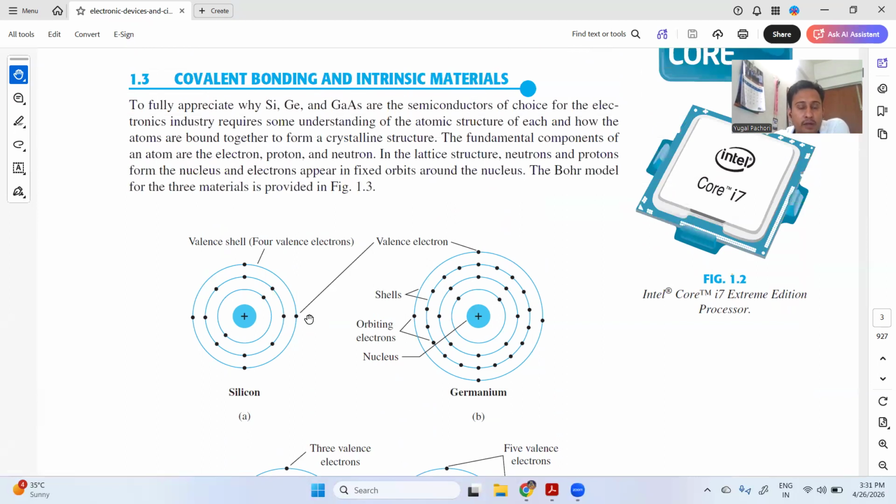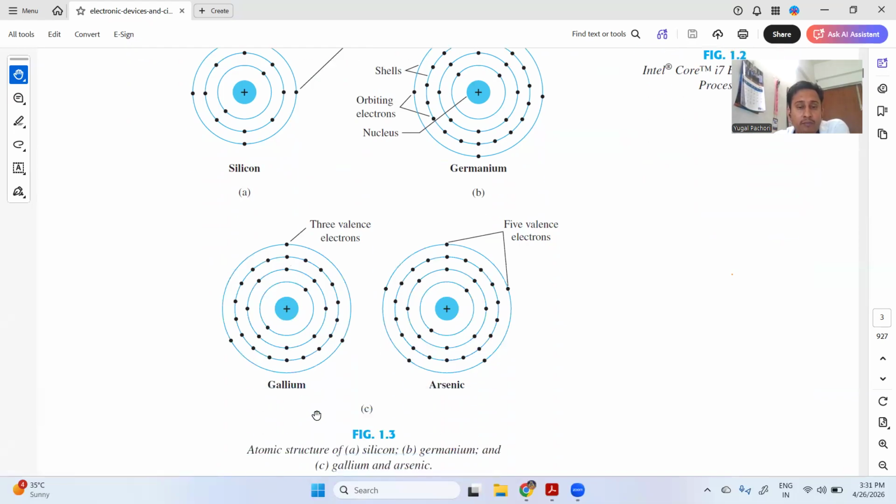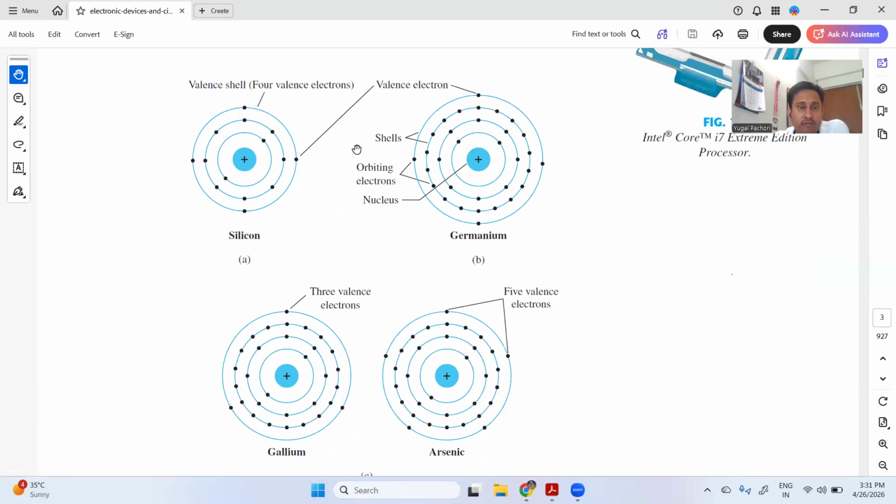About the covalent bonding in semiconductors, we have covalent bonding between silicon, germanium, and gallium arsenide. You can easily understand from this particular structure: this is silicon, this is germanium, this is gallium, and this is arsenic. Just look at this: one, two, three, four, five. Five valence electrons. And gallium has one, two, three. So it will donate three, and this will accept three. But germanium has one, two, three, four. So it will share, so it will form the covalent bond.